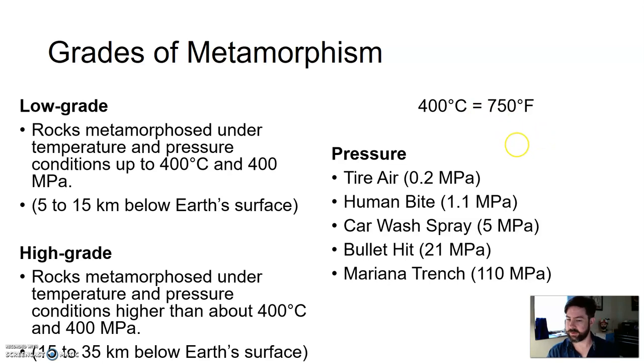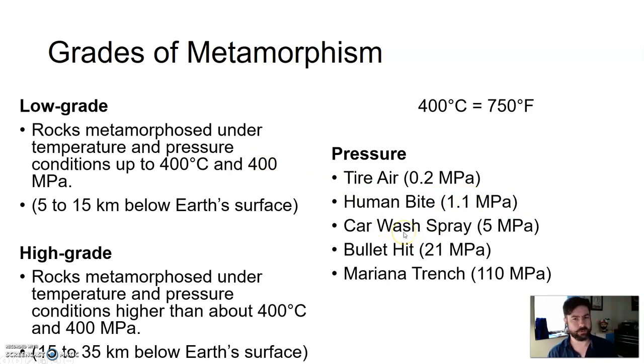So just to give you some reference, in the United States, if you go to put air in your tire, it's measured in psi, pounds per square inch. Megapascals is just the metric unit of measuring pressure. So a typical tire, the air in your tire in this scale would have about 0.2 megapascals of pressure. A human bike can apply 1.1 megapascals of pressure. So to create metamorphic rocks, you need 400 times that, essentially.